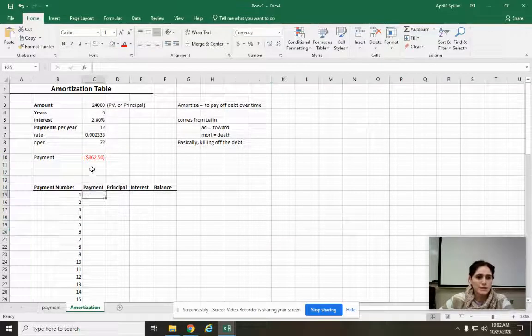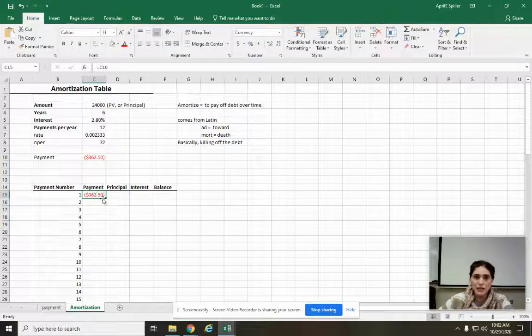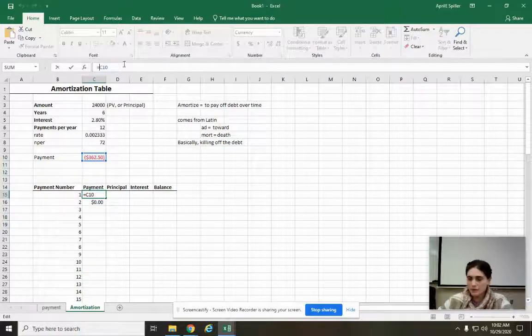So the first thing, this payment is never going to change. So we go equals. We're referring to this cell, but we want it to not change. So when I click and drag this, all of a sudden it goes to 0, right? Because it goes here, but then it goes down. So we don't want it to do that. We want it to always be that. So we do our dollar signs. So $C and $10.